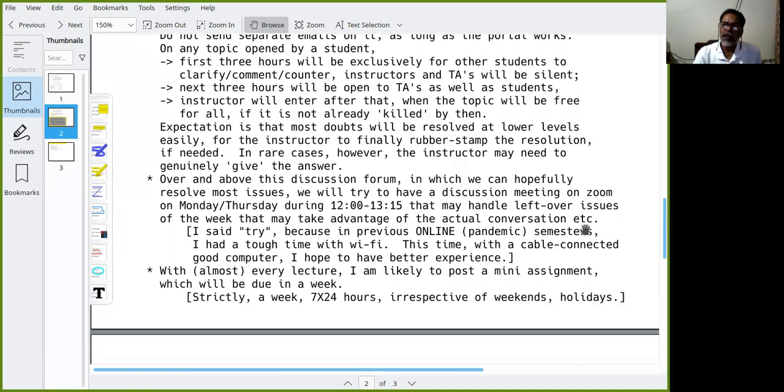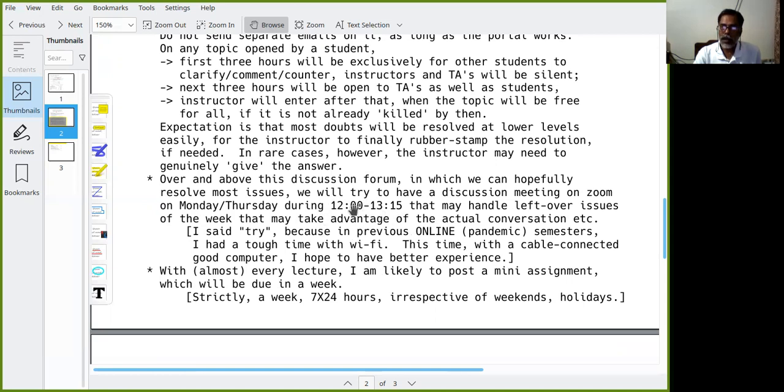So sometimes it happens that I land at a later point only to rubber stamp one of the answers given by one student, saying that yes, it is better, or make some slight modifications. Now, over and above this discussion forum, in which we can hopefully resolve most issues, we will try to have a discussion meeting on Zoom on Monday and or Thursday during the standard period when we have the time.